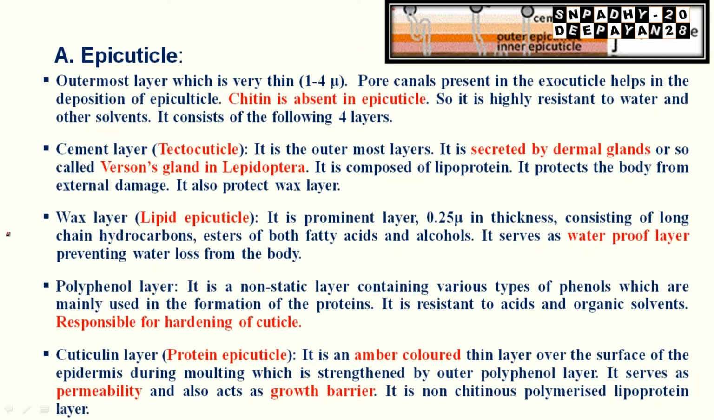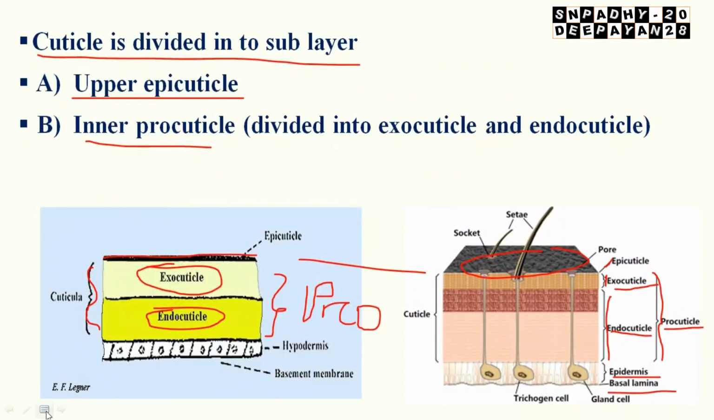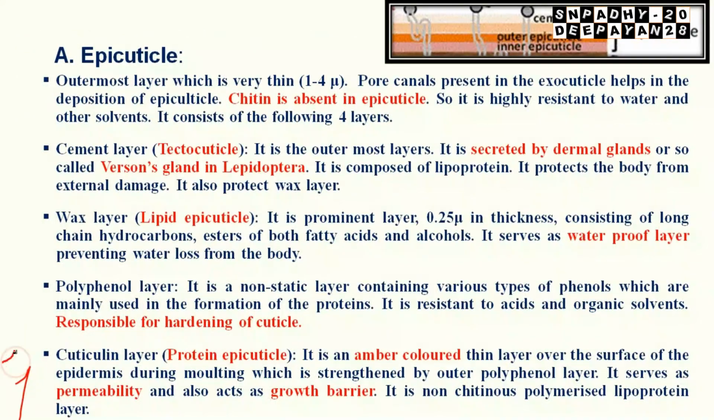Okay, like this you try to remember. This is first, and this is last. What do you mean by that? In one way you can tell, if you see inwardly, if you are going from bottom to up, then first layer is cuticle layer, last layer is cement layer. But my motive is not like that.